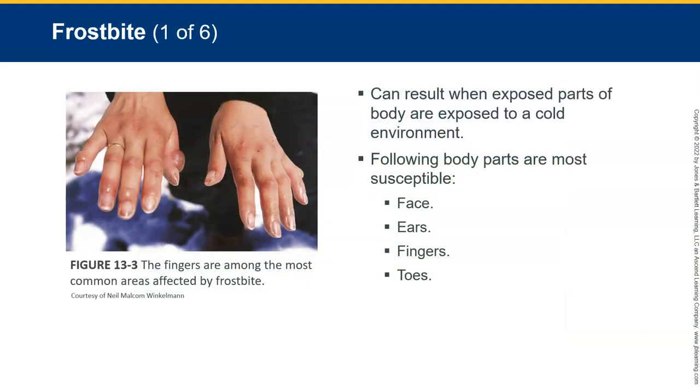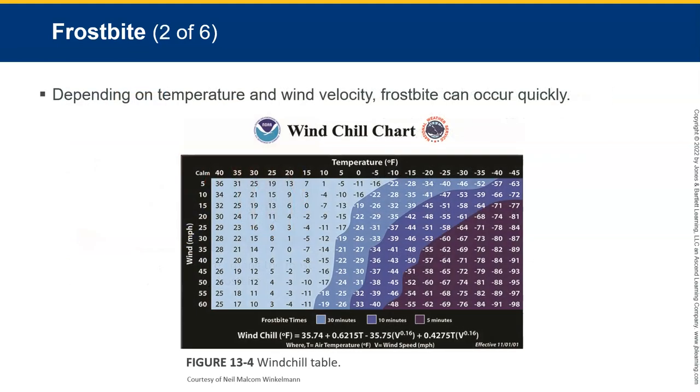Now, frostbite can result when exposed parts of the body are exposed to a cold environment. Just here in Oklahoma City and central Oklahoma, it's not uncommon to see this downtown. When you have somebody that stays out all night long for whatever reason, these types of things can happen, especially without proper gear. It can be a bad thing. So exposed body parts actually freeze. The most susceptible parts are going to be face, ears, fingers, toes. Those are what we see the most.